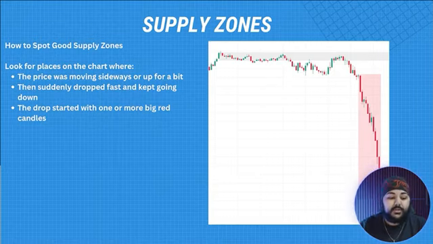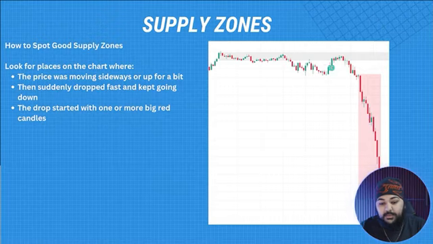Diving into supply zones, how do you spot a good supply zone? You look for places on the chart where the price was moving sideways for a bit and then suddenly dropped fast and kept going down. And the drop usually starts with one or more big red candles. On the right here, you can see we have a large big red candle. It dropped fast and kept going down, and price was moving sideways for a bit here, meaning we would draw our supply zone at this high.